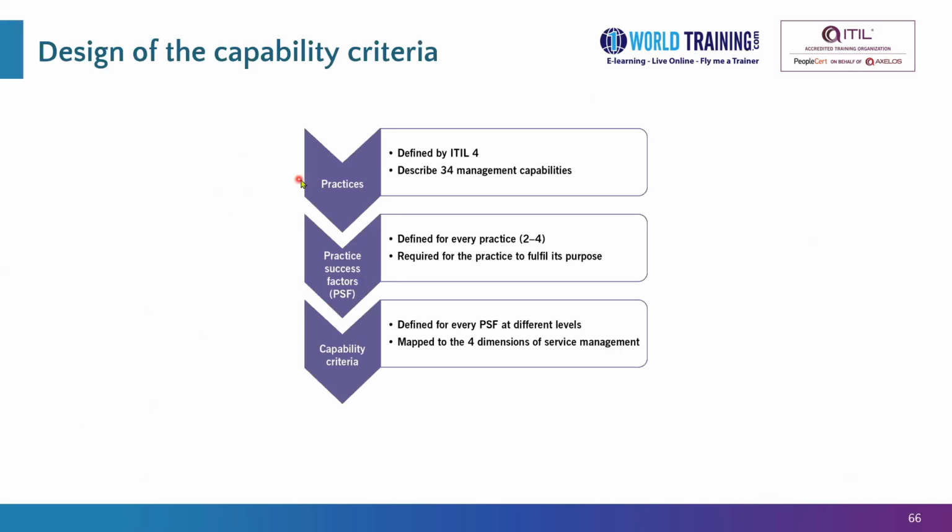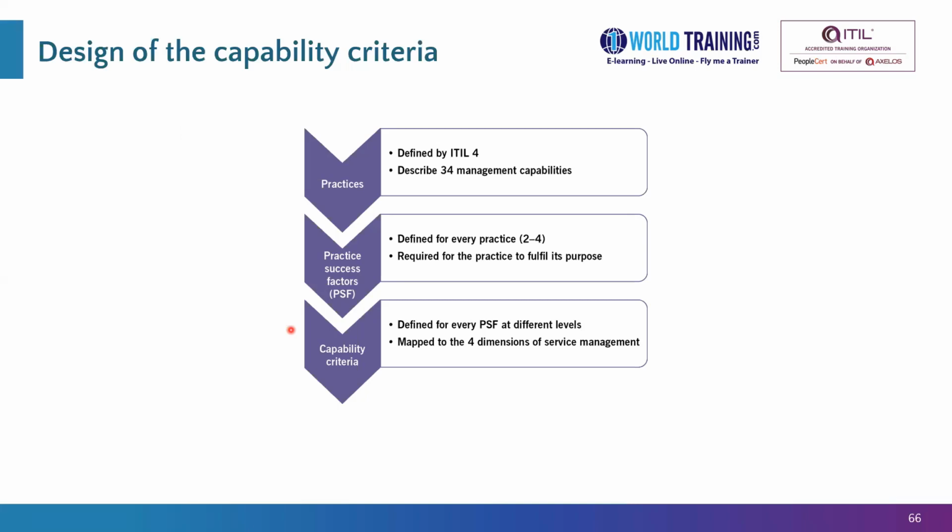This picture tells us that the practices are defined by ITIL 4, and there are a total of 34 practices in ITIL. And as we know, every practice has certain practice success factors, generally ranging between 2 to 4 per practice. These are the factors required for the practice to fulfill its purpose. And we had dealt with the PSFs for the change enablement practice in an earlier section. Also, for every practice success factor, there are several capability criteria. Some of the criteria are at level 1, level 2, level 3, level 4, level 5. We will be seeing only those from level 2 and up, not at level 1, because at level 1, there is no maturity for the practice.